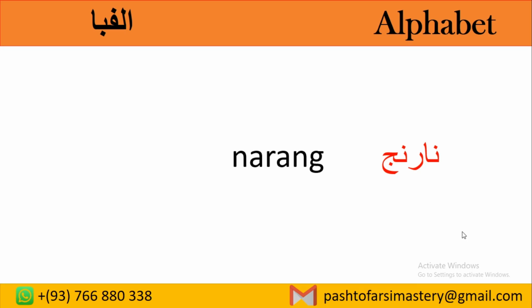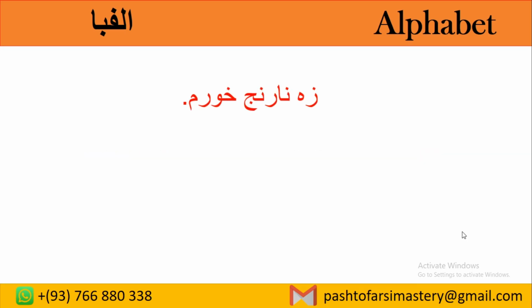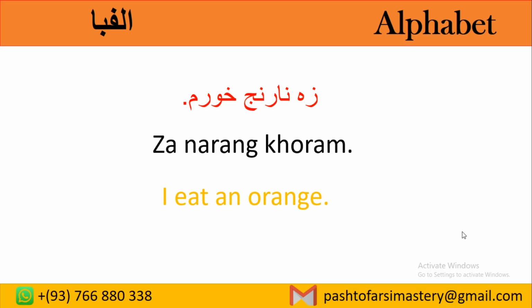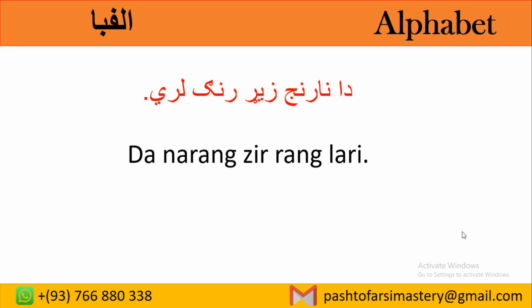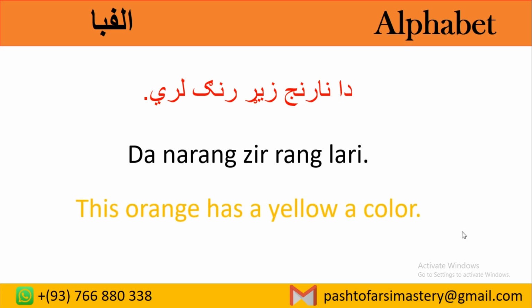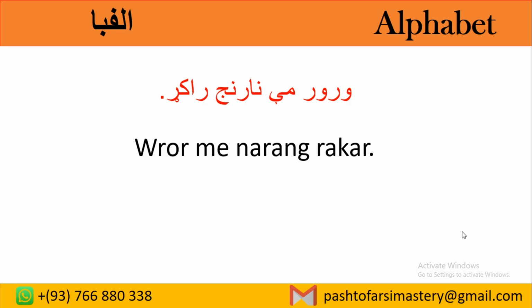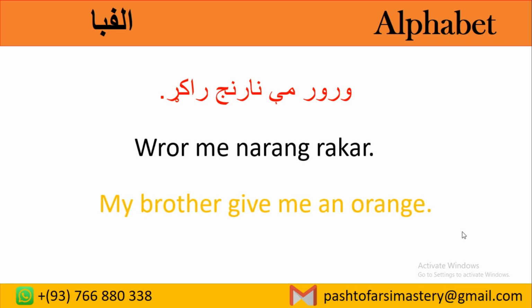نارنج, orange. زه نارنج خورم. I eat an orange. دا نارنج زیړ رنګ لري. This orange has a yellow color. ورور مې نارنج راکړ. My brother gave me an orange.